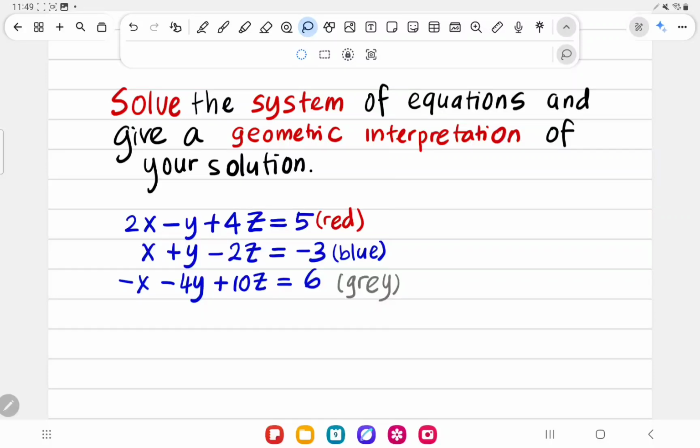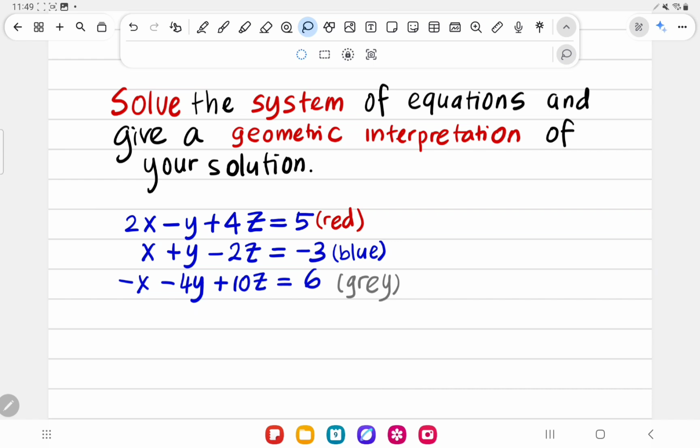Let's continue working with planes in 3D. It's been a few weeks, but the concepts are the same. Let's see how these three planes interact. Here's the system we will solve today. Solve the equations and give a geometric interpretation of the solution. So we are not just solving algebraically, we want to see how the planes relate in 3D space.